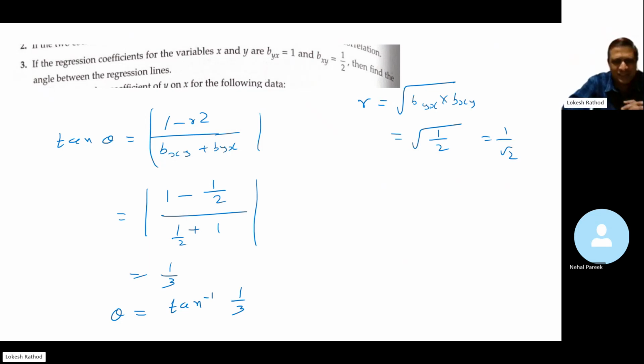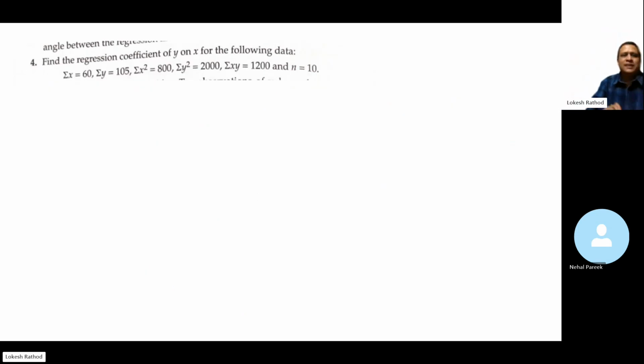Understood how this question is written, the answer? Let's see. Find the regression coefficient of y on x. So what do we write? Y on x means bxy or byx.